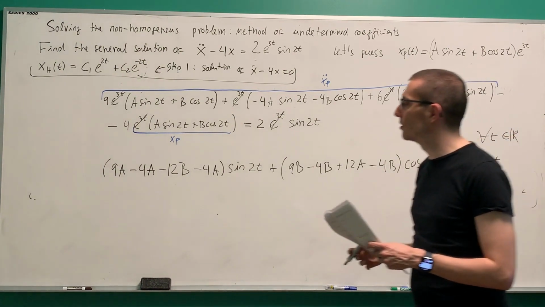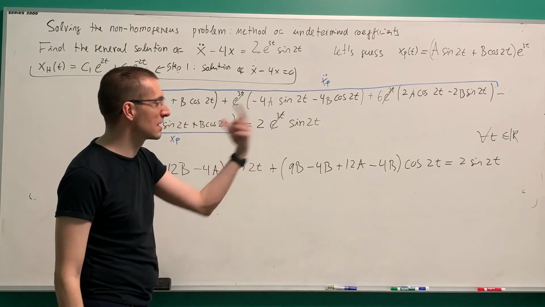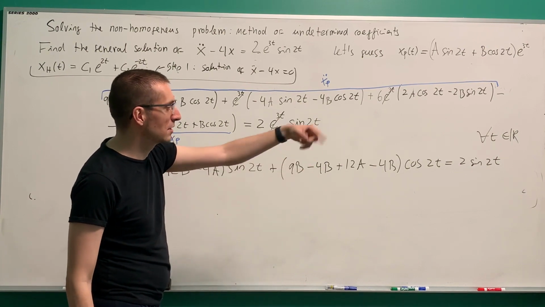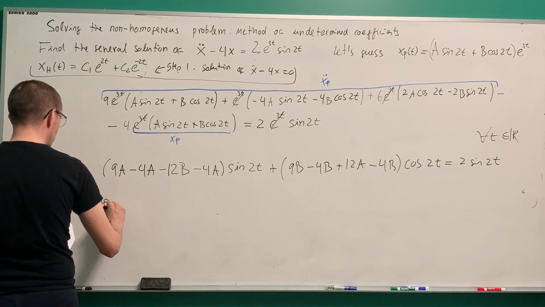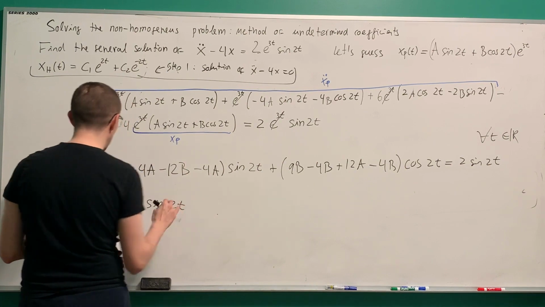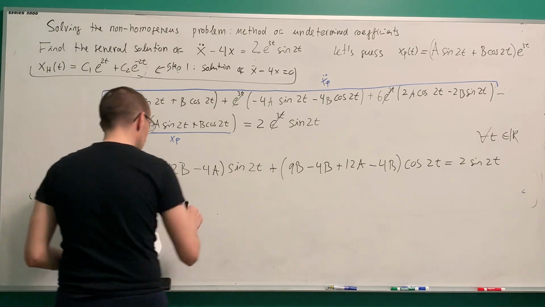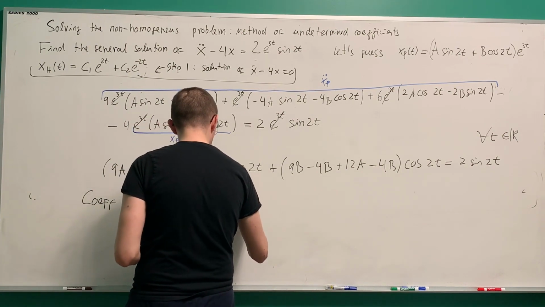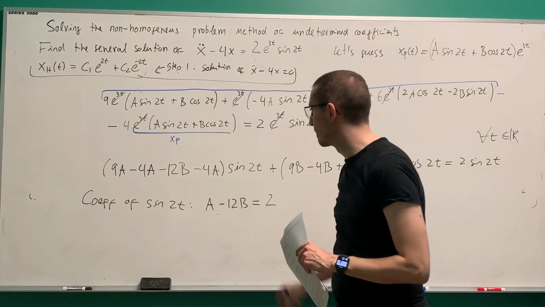Again, this has to be true for all t's, which means that the only way that's true is if the coefficient of sine 2t equals the coefficient of sine 2t on both sides, and the coefficient of cosine 2t equals the coefficient of cosine 2t on both sides. So let's equate the coefficients on both sides. First, coefficients of sine 2t. Okay, simplifying. 9a minus 4a, 5a. Minus 4a, 1a. So this thing is a minus 12b equals on the right hand side the coefficient of sine 2t, which is 2.